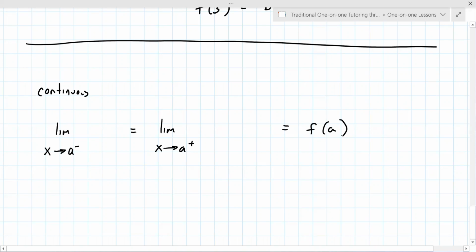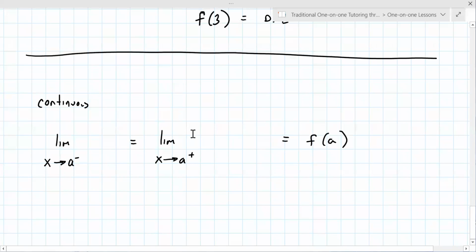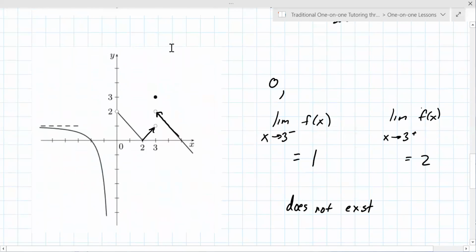Okay. So I'll go back to this graph here. Actually, let me see if I can grab a different graph.